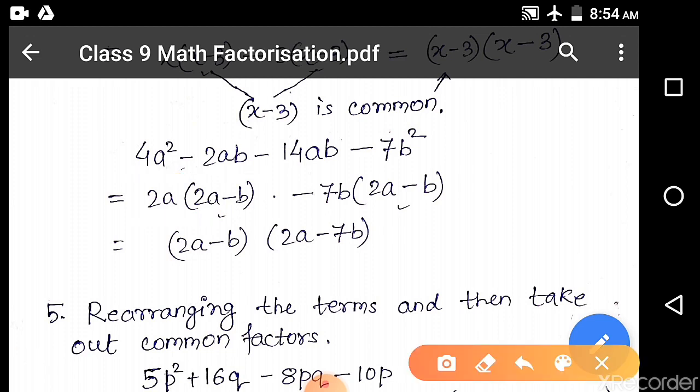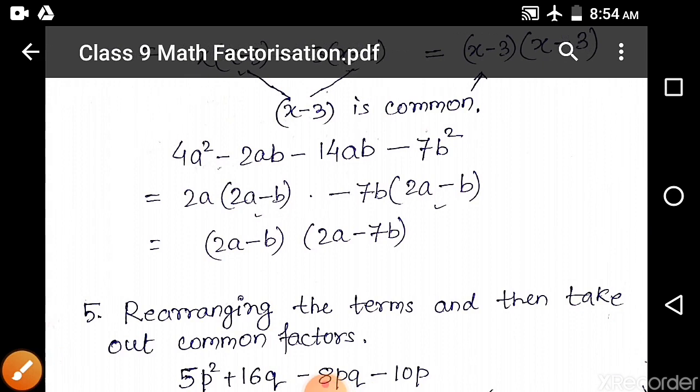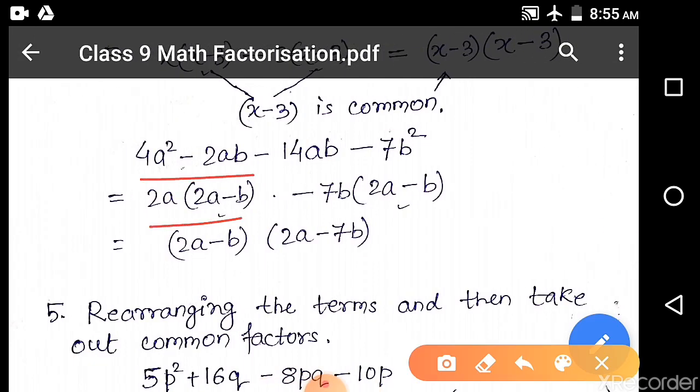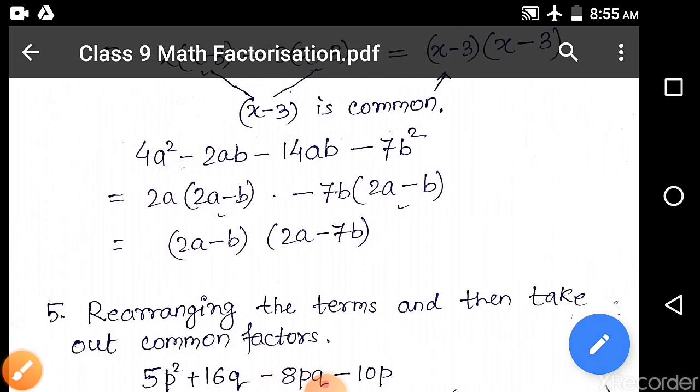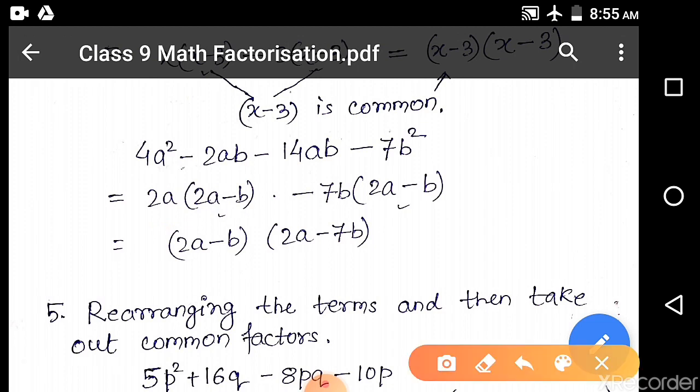Now see once again, 2a is taken out common, what is left, 2a inside the bracket and minus b. Why? Because from 4a square, when 2a is taken out common, 2a is left. From this 2ab, 2a is taken out common, so b is left, minus b. So this is for the first two terms. Now see the second two terms. Here we have minus 14ab and minus 7b square. This one should be plus.